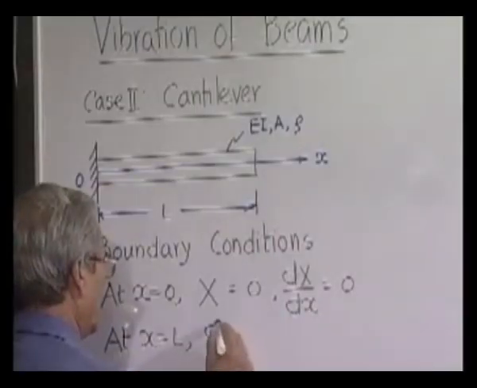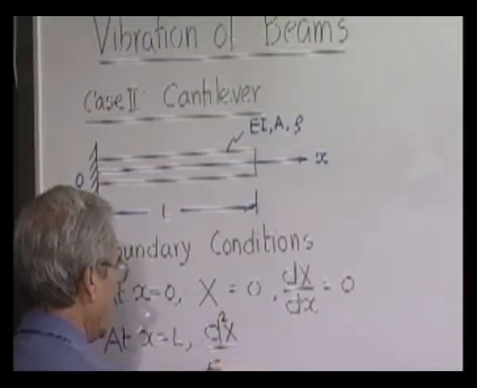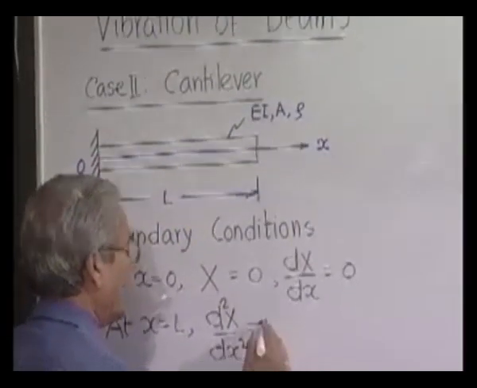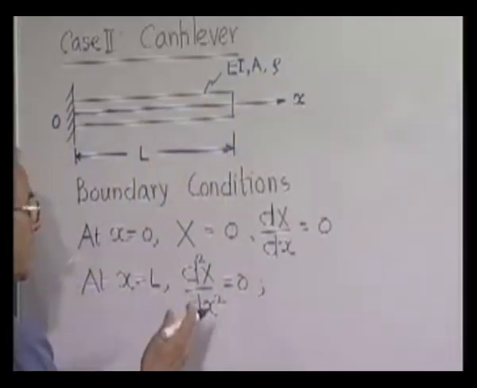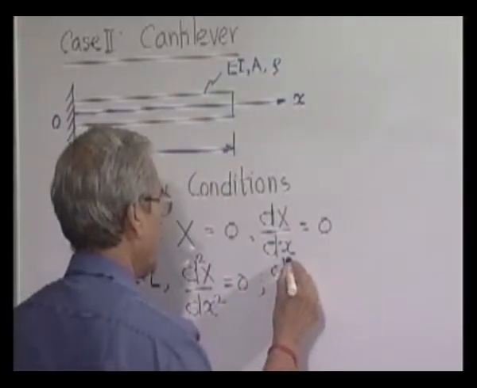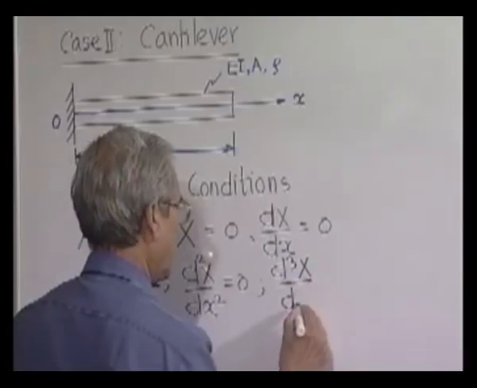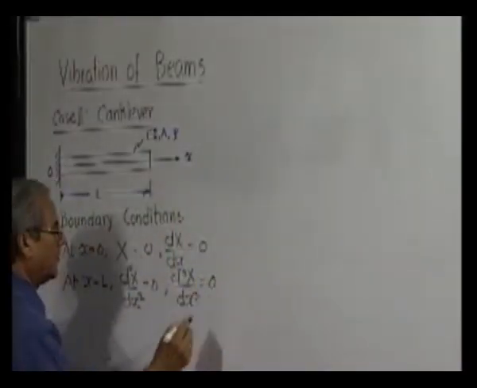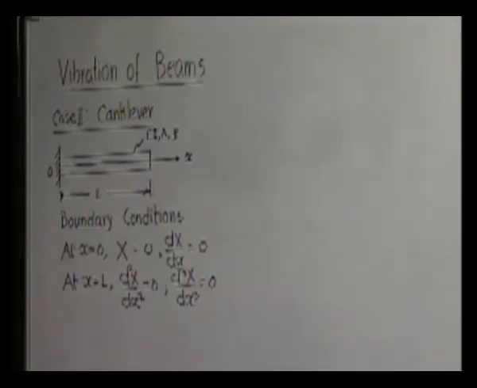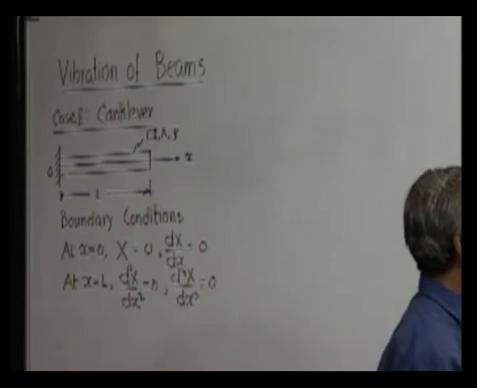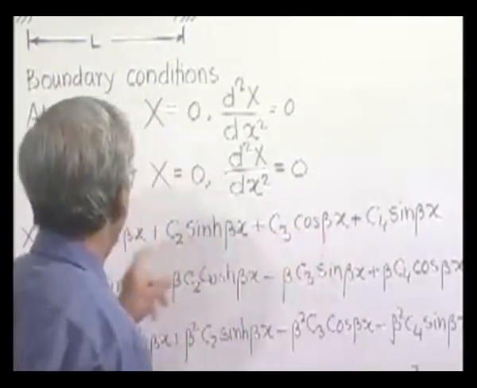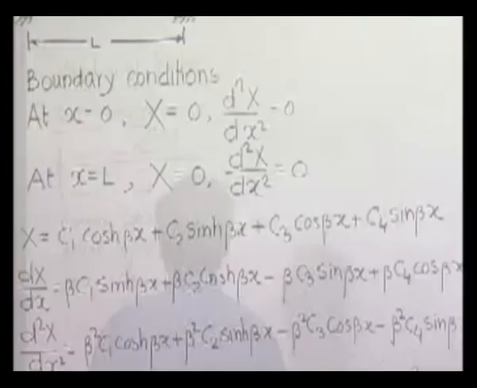So, since there is no moment acting on it, d2x/dx square is 0, as we have seen in the previous case. And since there is no shear force acting, shear force is proportional to the third derivative, if you remember. So these are the four boundary conditions in the case of a cantilever. When we apply these two, obviously at x equal to 0, this term will vanish, this will be 1. So C1 plus C3 equal to 0.